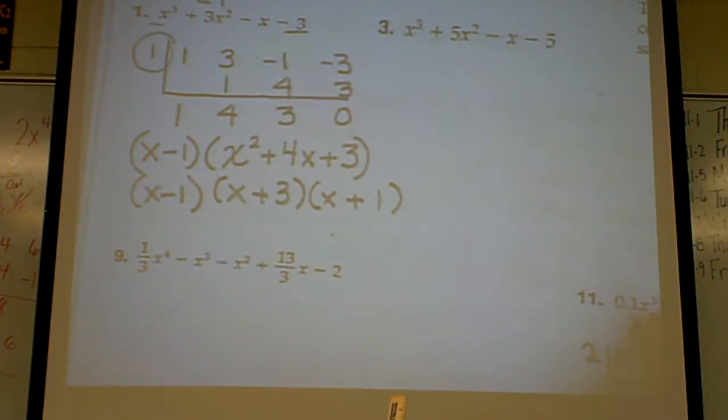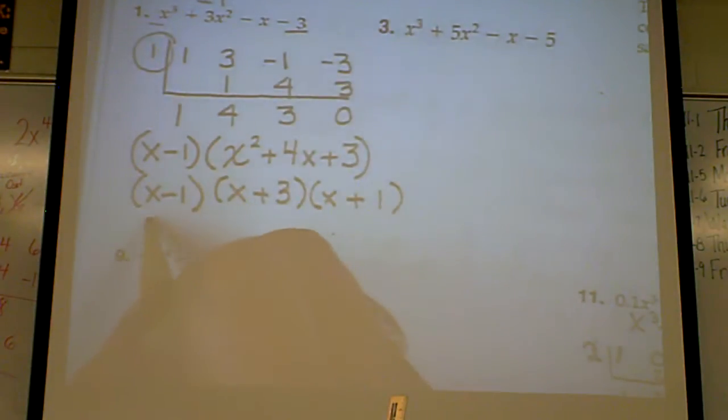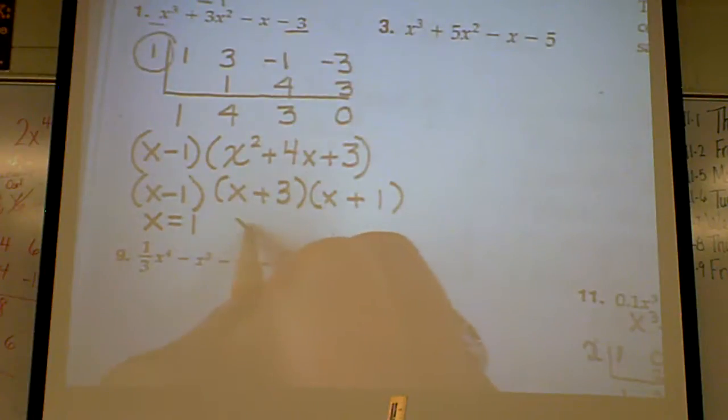So, if the question said factor it completely, that would be your answer. But the question said find all the rational zeros. What do you get? 1.